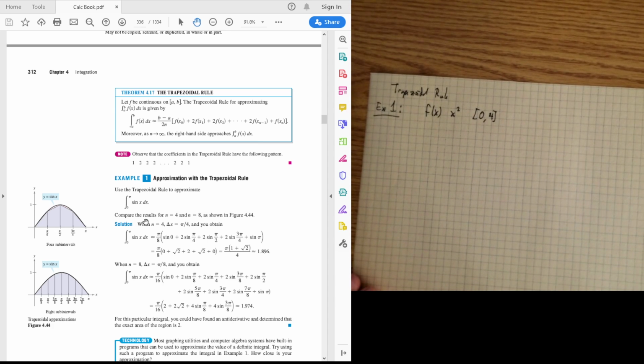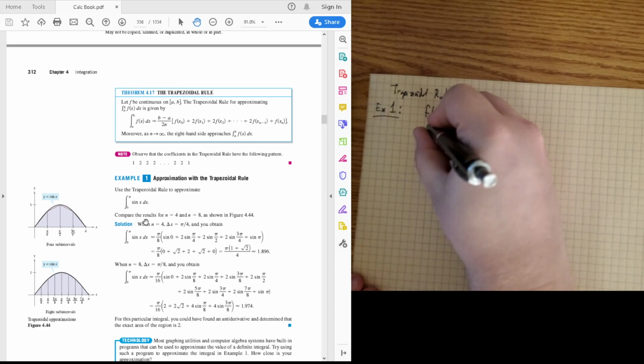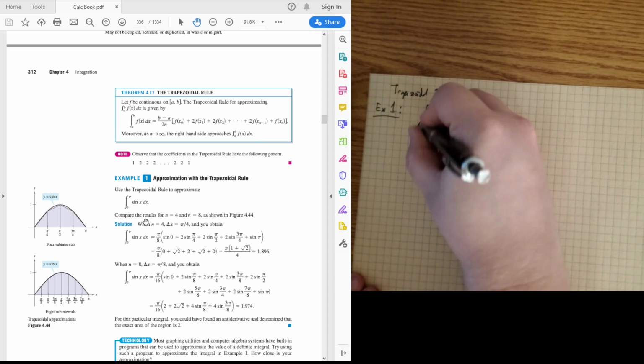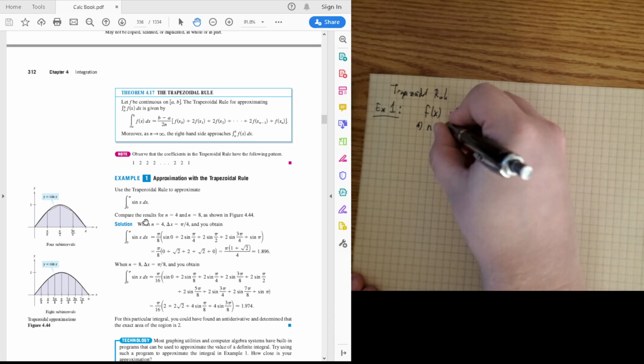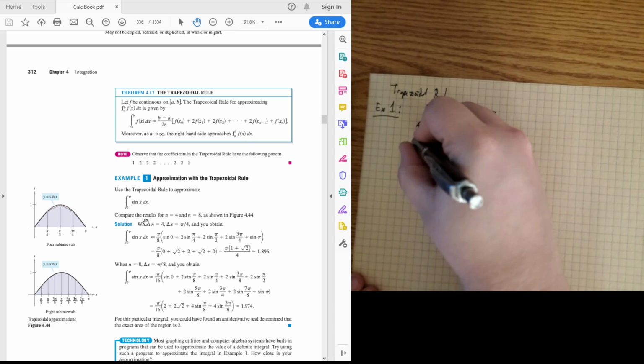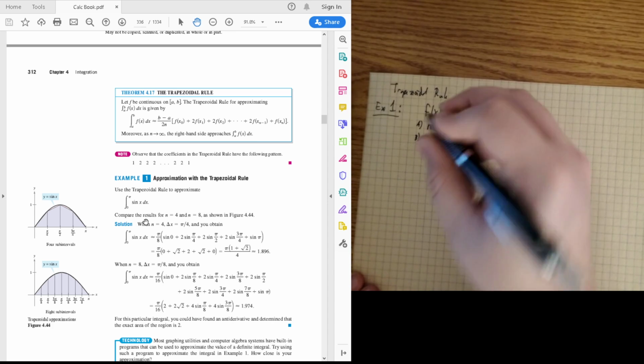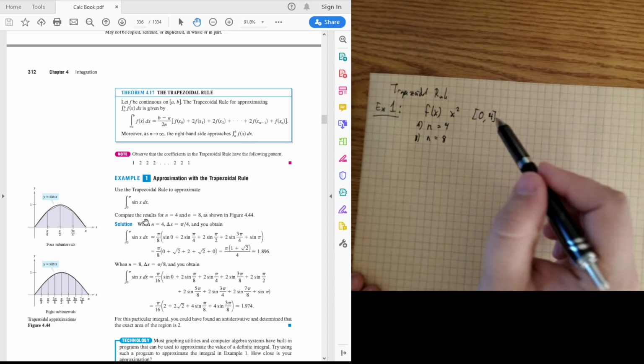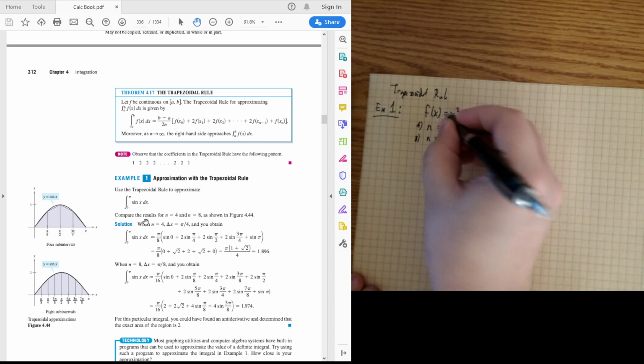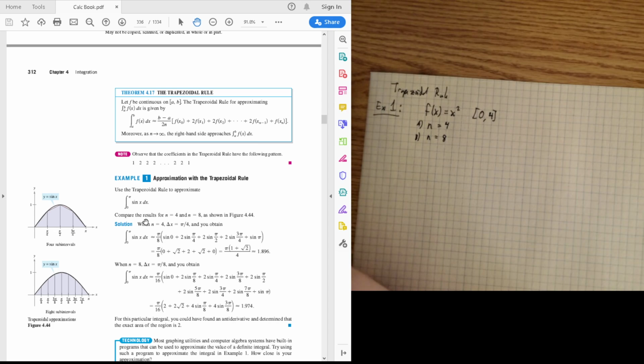Okay? Second thing we need is we need to know n. So I'm actually going to do this twice. Once, where n equals 4. And then again, where n equals 8. Now, based upon the information given, we could easily integrate this using another technique, and I will at the end, to verify just how accurate our answer is.